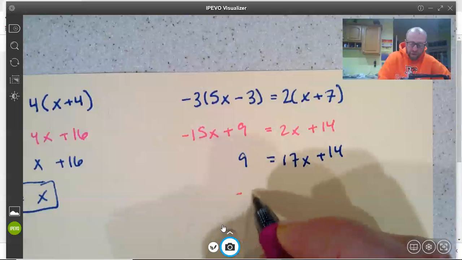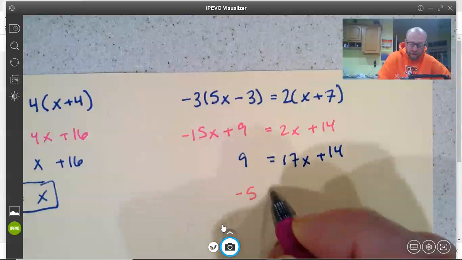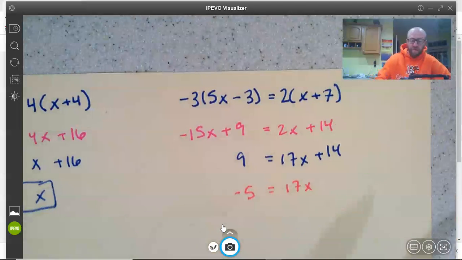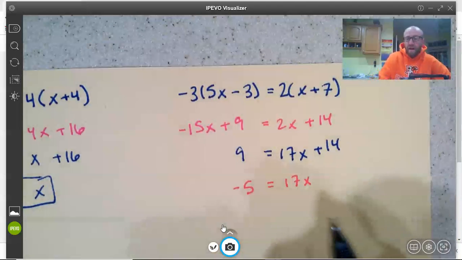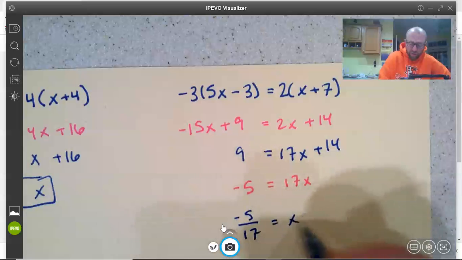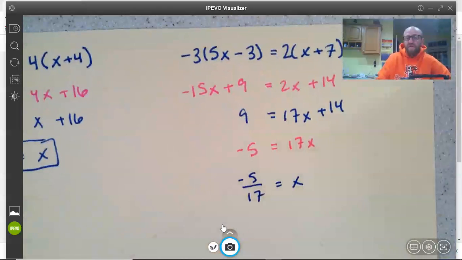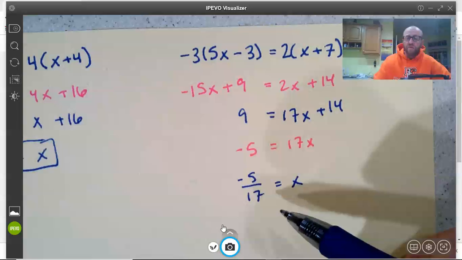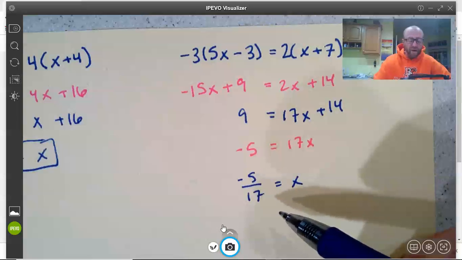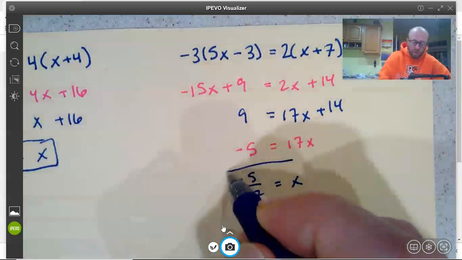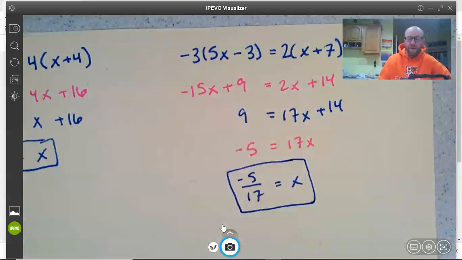9 minus 14 is negative 5. And the last thing is, I have 17x, so I need to divide both sides by 17. And over here, well, if I divide negative 5 by 17, it's not going to come out to be a whole number, so the easiest thing to do is just to represent that as a fraction. Don't turn it into a decimal. That's just doing extra work, which you're going to have to round off anyway. Just leave it as a fraction.